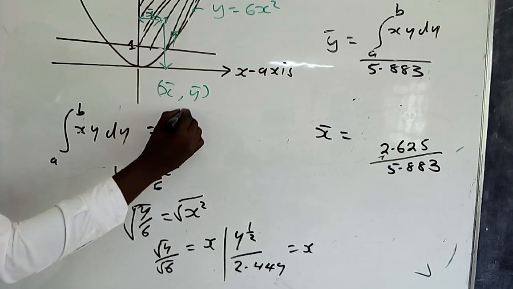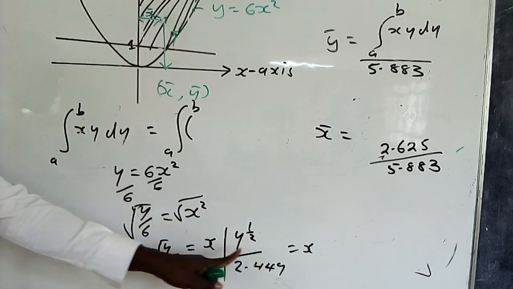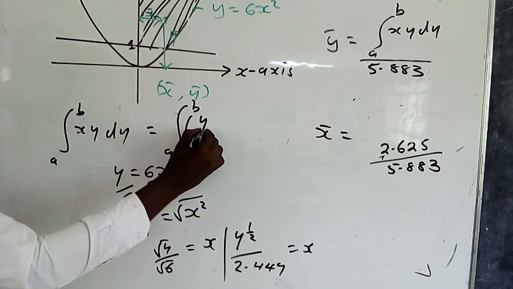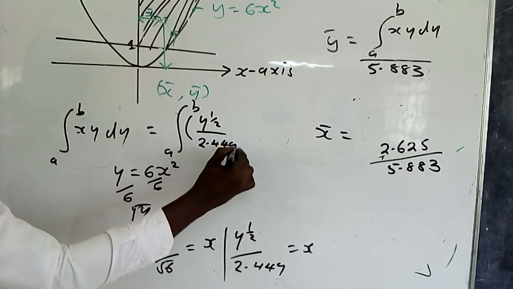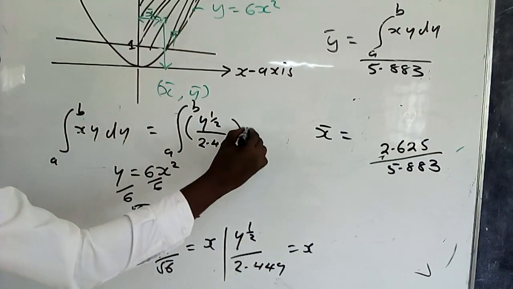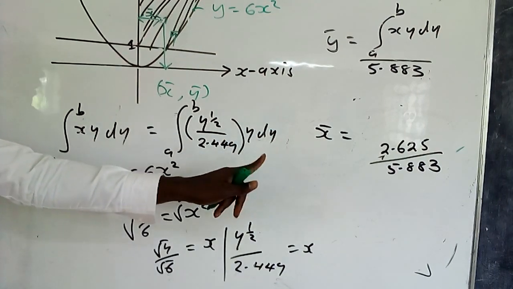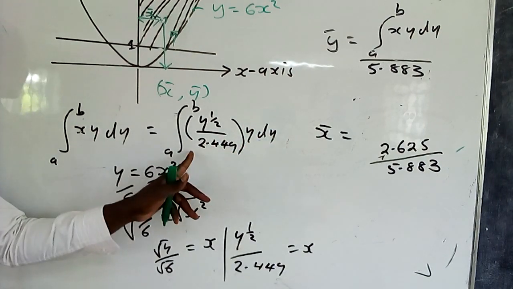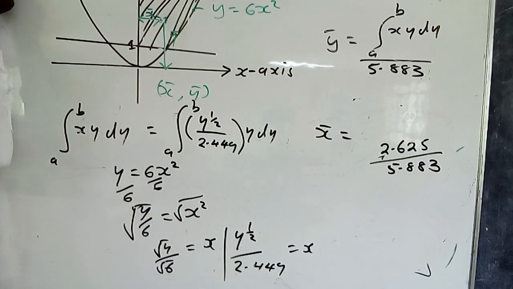So this one is equal to, we are integrating from A to B, and this x, we found that x is the same as y raised to power half over 2.449, then y dy. Are you seeing now everything is in terms of y? We can only integrate with respect to y if everything is in terms of y. So we remove this x. And this is the equation giving us the relationship between x and y, isn't it? Is that understood? Good.